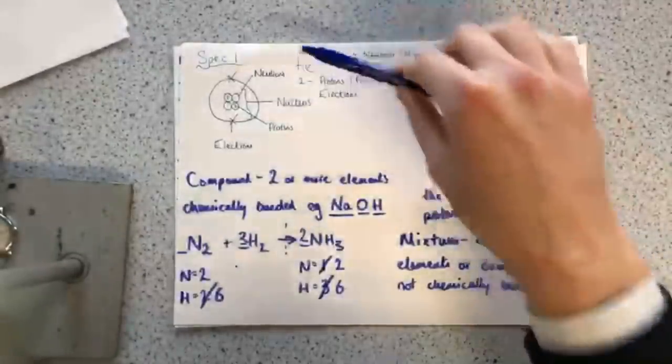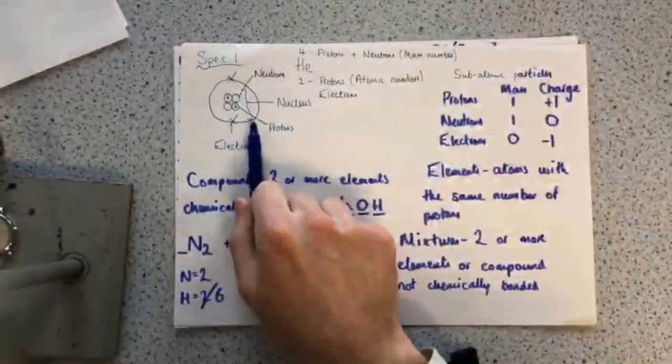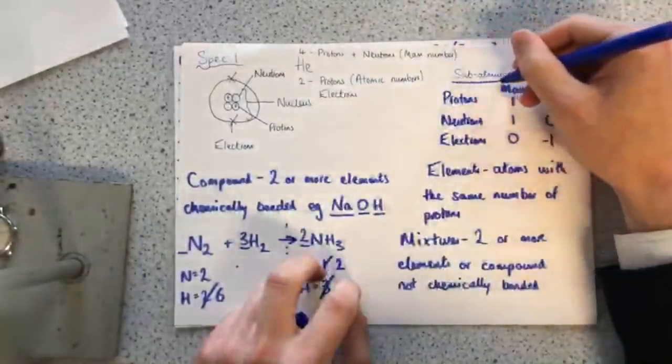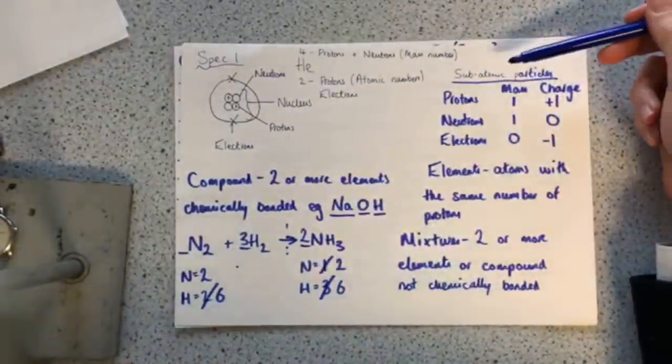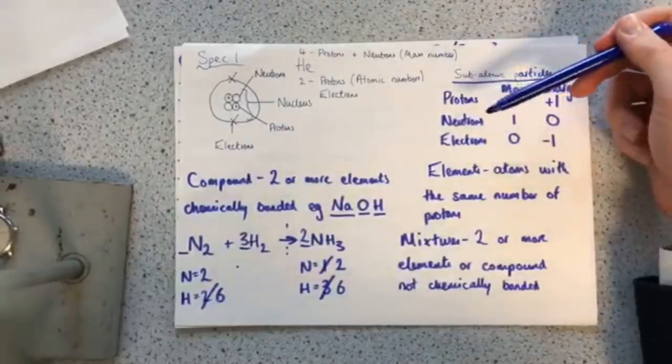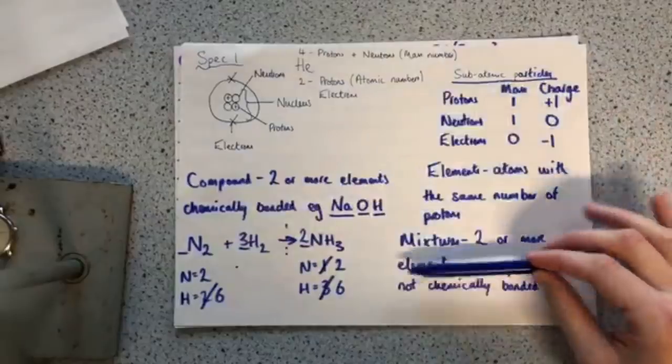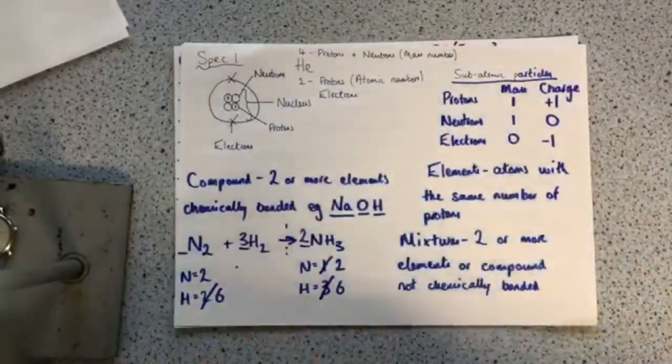So, first part of spec 1, you've got your atom fully labelled. You've got your masses and your charges for each of these. Key point from that are the subatomic particles there. When it says subatomic particle in your exam, what it's referring to are protons, neutrons, and electrons. You've got a definition for elements, compounds, and mixtures there, and also just a simple example of a balanced equation.